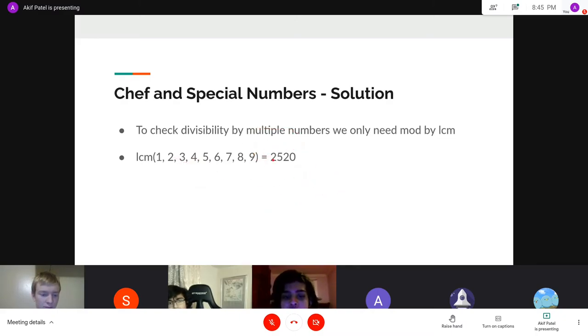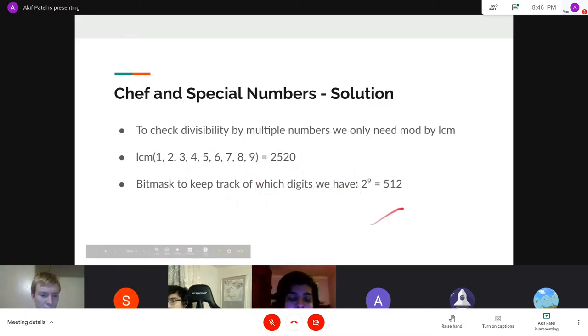So you only need to mod by this, instead of by 1, 2, 3, 4, 5, 6, 7, 8, 9. We also need the bit math to keep track of what digits we have, and that's 512. And in this case, instead of going to 4 billion, we only go to, let's say, 30 million. And that's small enough.